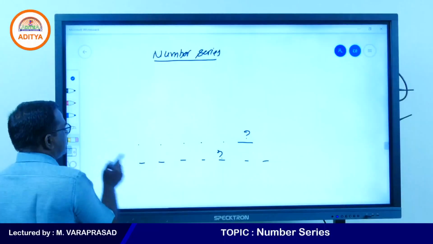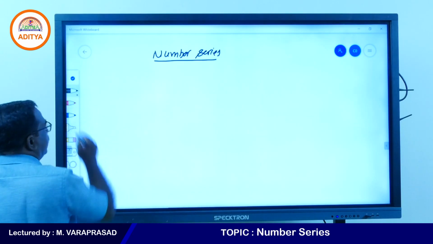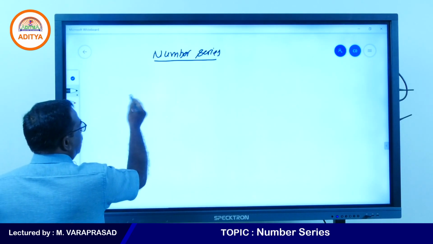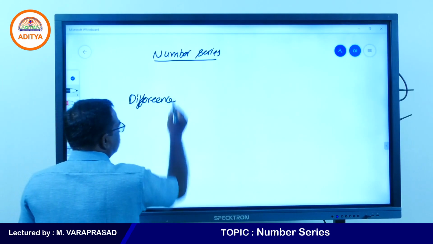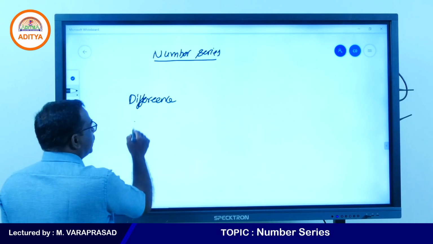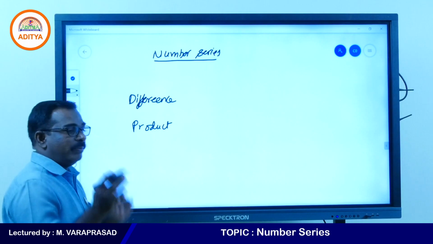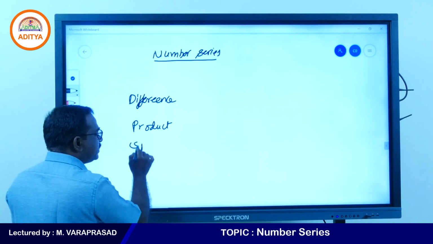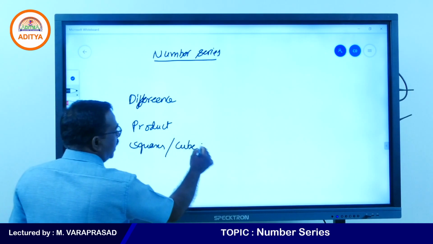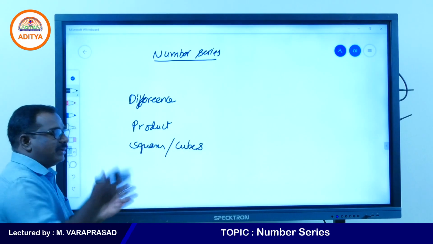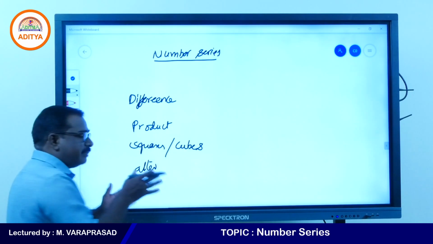In this number series, different examples will be given. See once here, sometimes they will give different series, where the difference between the numbers will be given, or the product between the numbers will be given. Sometimes they will give squares, cube series also will be given sometimes. Sometimes alternate numbers will be given. Different types of series will be given.